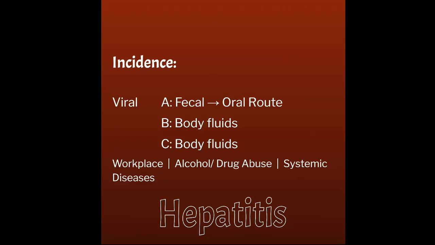Some other causes of hepatitis, we talked about the toxic versions. If you're in a workplace where maybe you're inhaling lots of chemicals, that might be making you more prone to develop hepatitis. If you are abusing alcohol or drugs, that's going to make you more likely to get hepatitis. And then, of course, if you have any sort of systemic diseases like lupus or mono or herpes, anything like that, then that raises your chances as well.